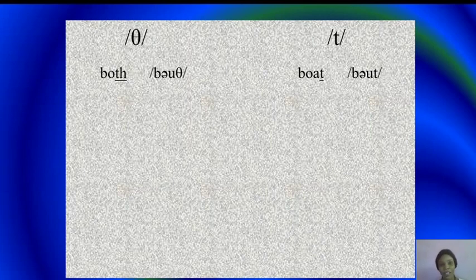Both talks about two people. They are both my friends. No, they are both my friends. So repeat after me. Both.